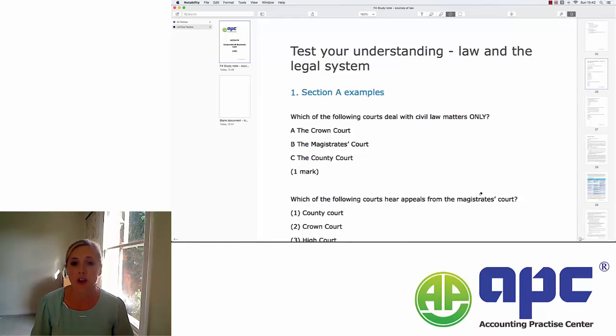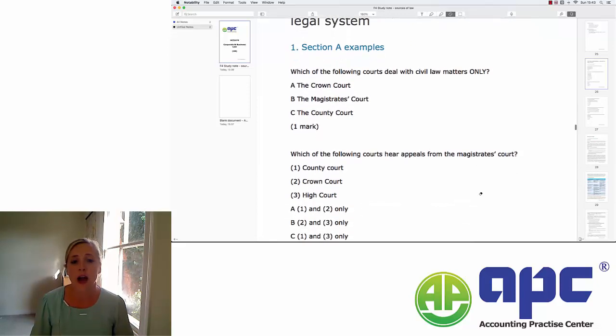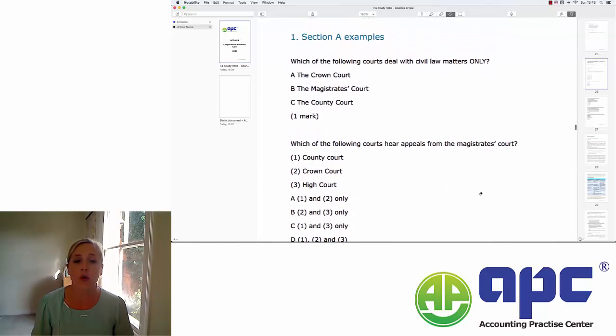So we're going to have a go at some multiple choice examples from Section A. They will either be worth one mark if there's three possible options, or they'll be worth two marks if there's four possible options for you to choose from. So what I'm going to do is set you the question, give you some time to have a think about your answer, go and look at your notes and try and work it out, and then we'll talk about the answers together shortly. So section one, question one, which of the following courts deal with civil law matters only?